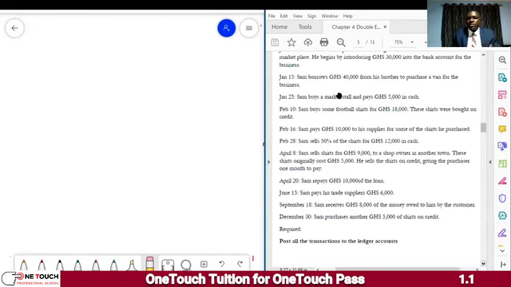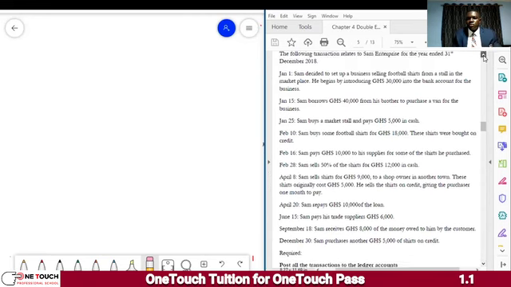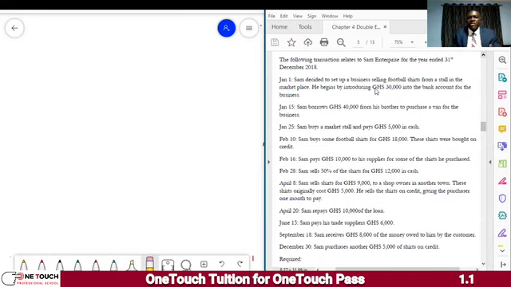So the first transaction is that Sam decided to set up a business selling football shirts from a store in the marketplace. He begins by introducing 30,000 into the bank account for the business. Okay, good.